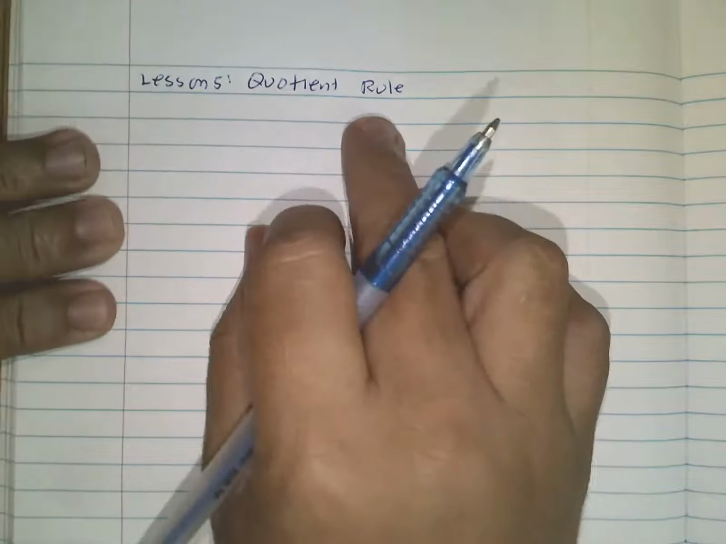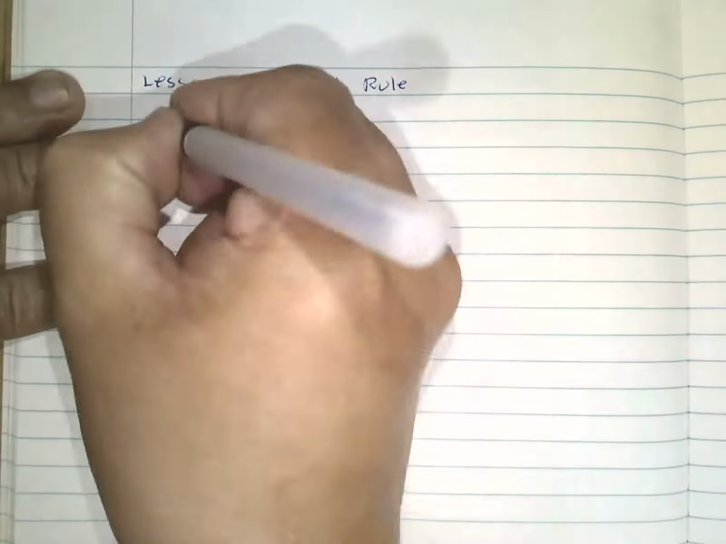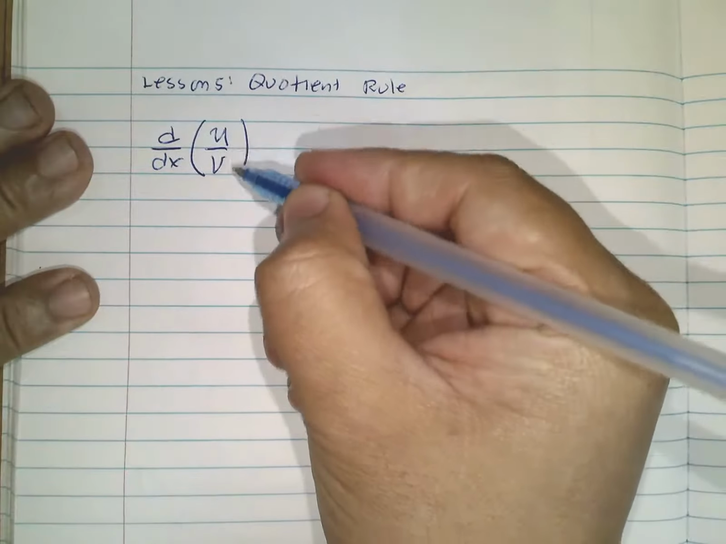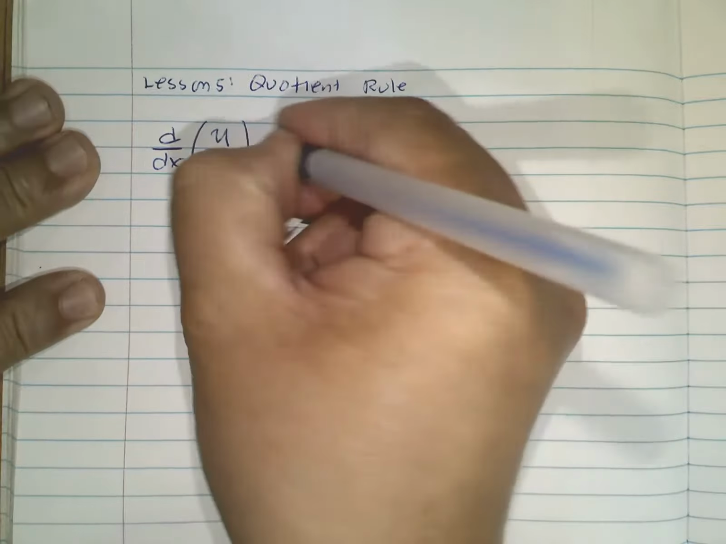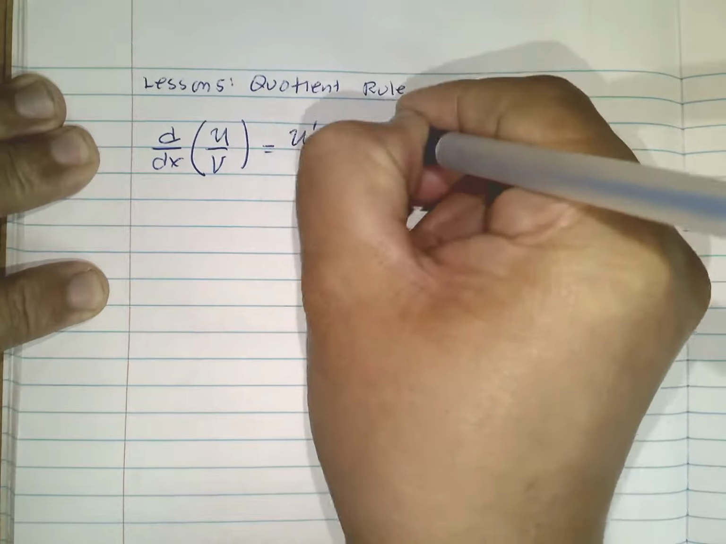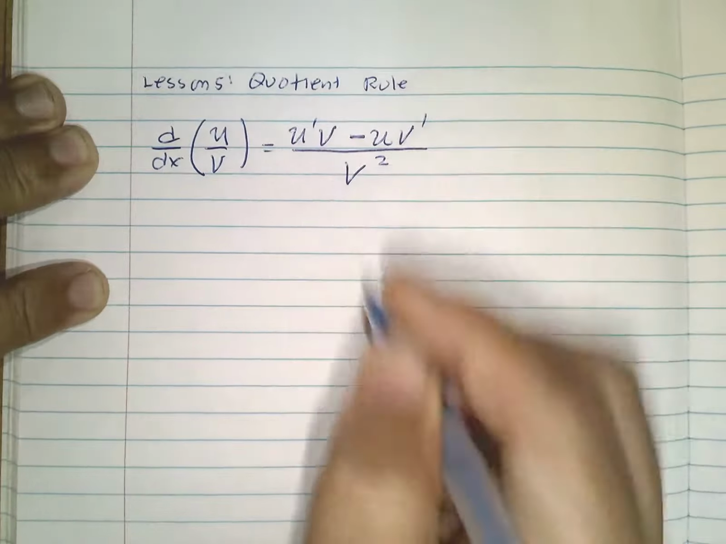Lesson number 5 will be the quotient rule. So what's the quotient rule? It gives us this formula: the quotient of the two functions u and v is equal to u prime v minus u v prime, all over v squared.